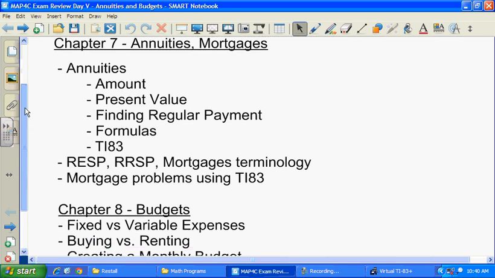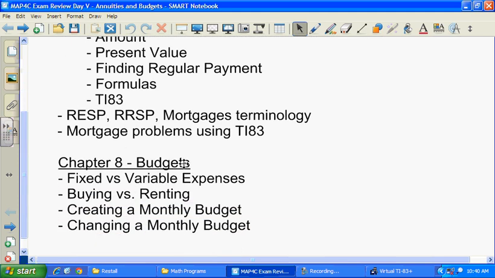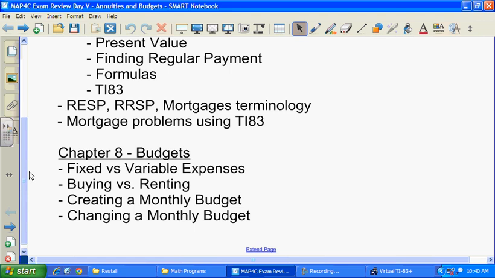In Chapter 8, I'm not going to do an example from Chapter 8 because it should be fairly fresh in your mind. We just finished our Chapter 8 project. But this is the stuff in there: fixed versus variable expenses, buying versus renting, the decisions and logic that goes behind whether it makes sense to buy or rent, making a budget and changing it depending on new circumstances in a person or family's life, and there's going to be a budget question on the exam, and you'll be asked to demonstrate your understanding of budgets. Today, in this review video, we're going to do some Chapter 7 stuff.